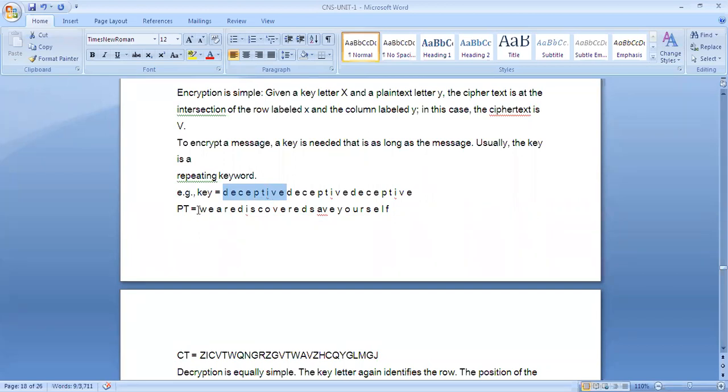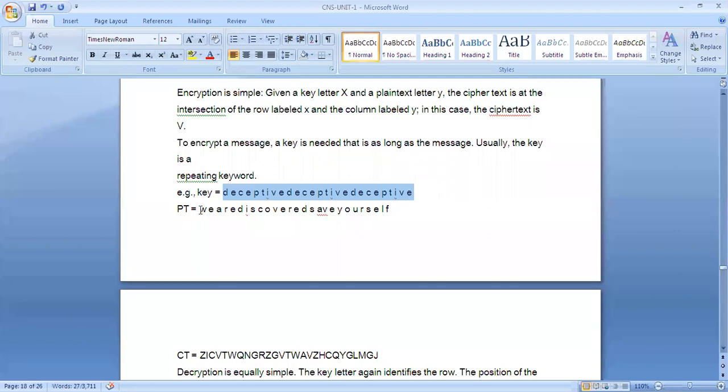How many letters are there in the plain text? You have 27 letters in the plain text. So deceptive, deceptive, deceptive: 3 deceptives I have written here. That is the key.